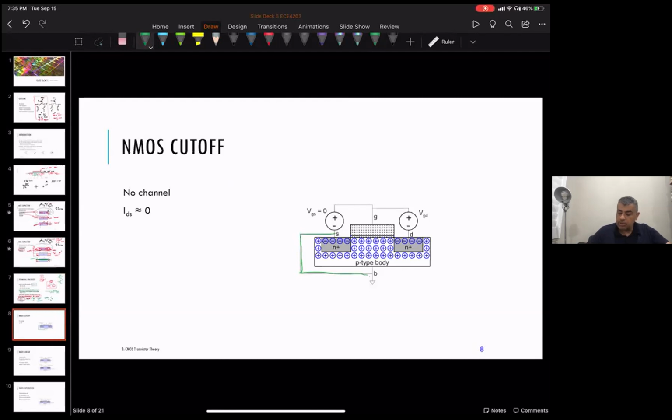So when VGS is 0, we're in accumulation, meaning you have these positive charges separating the source and the drain, so you end up with 0 drain source current. Because the source and the drain have these two diodes from the N plus to the P of the channel that are isolating them. Any questions so far, guys?